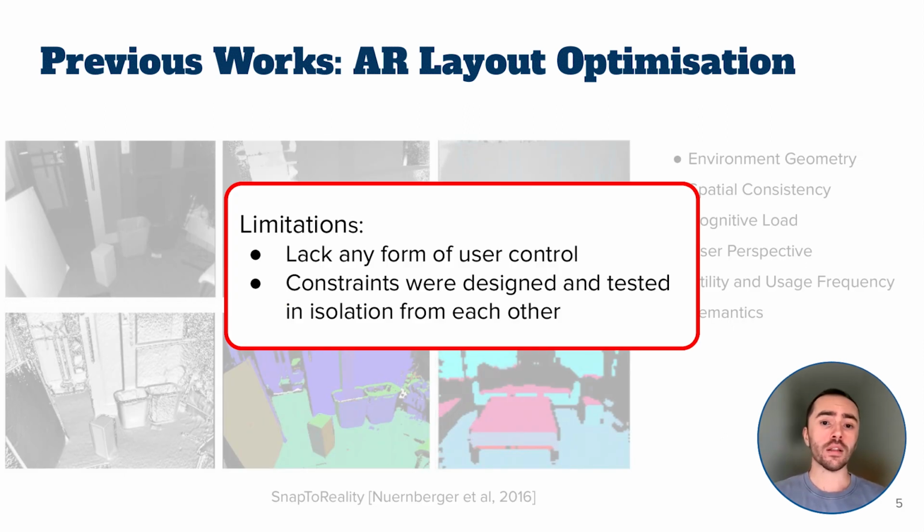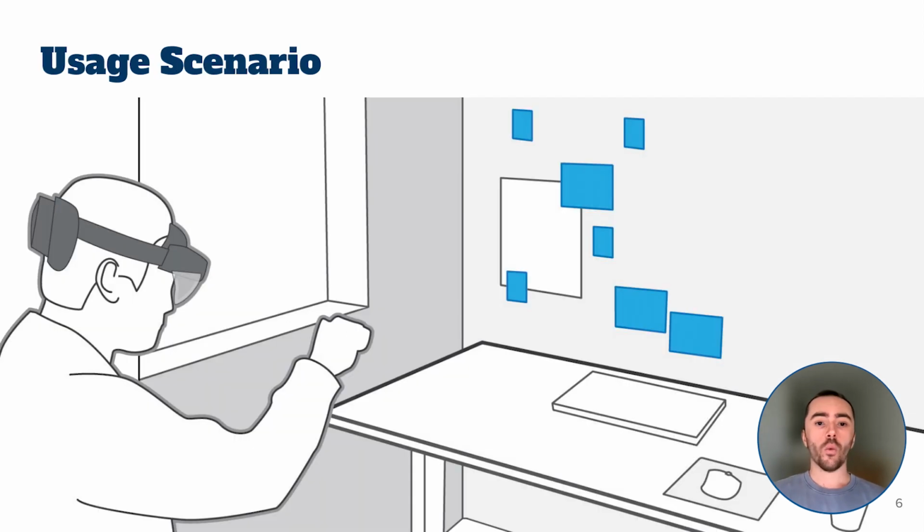However, these approaches are limited in two aspects. First, most of these approaches lack any form of user control over the resulting placement optimization. Second, for the most part, these constraints have been designed and tested in isolation from each other, leaving aside the question of how to allow the user to define several constraints in a fluid and natural way. We thus lack a holistic approach that unifies multiple constraints and the input interaction, which bring interactivity into augmented reality layout optimization. We address the question of how to bring interactivity into layout optimization systems through a use case scenario.